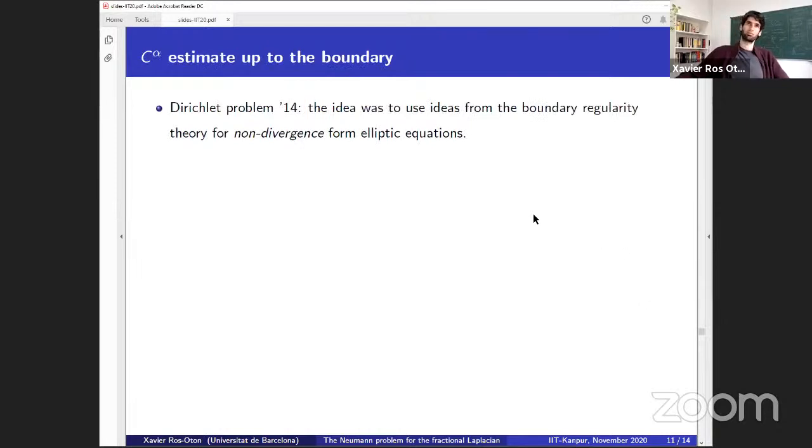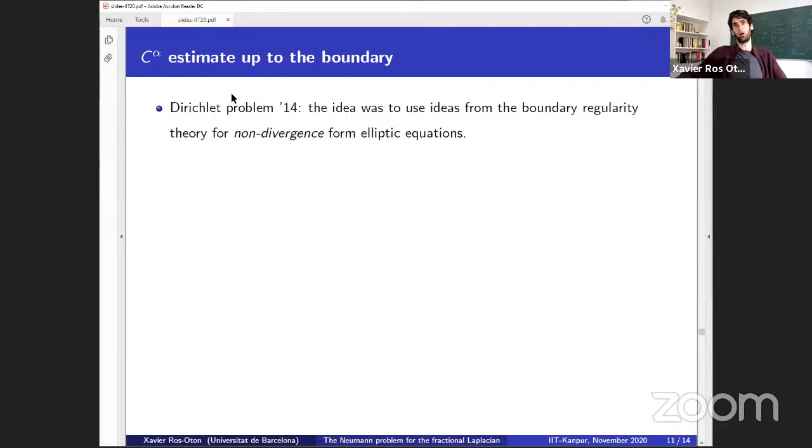Okay, so for the C alpha estimate up to the boundary, and now I will answer the question. In the Dirichlet problem, in the paper that I mentioned, 2014, our idea was to use tools from the boundary regularity theory for second order elliptic equations in non-divergence form, okay? More precisely, we used a boundary Harnack inequality approach. So we used the Harnack inequality, and then we proved a boundary Harnack inequality for the Dirichlet problem.